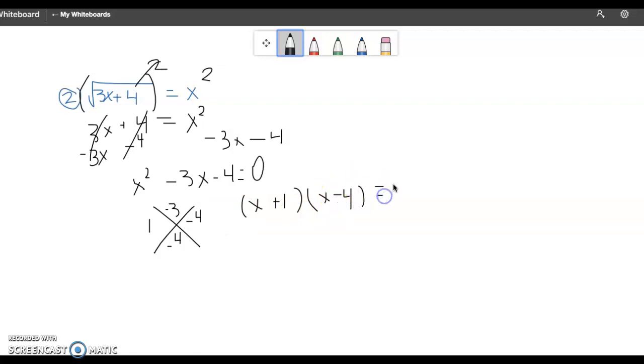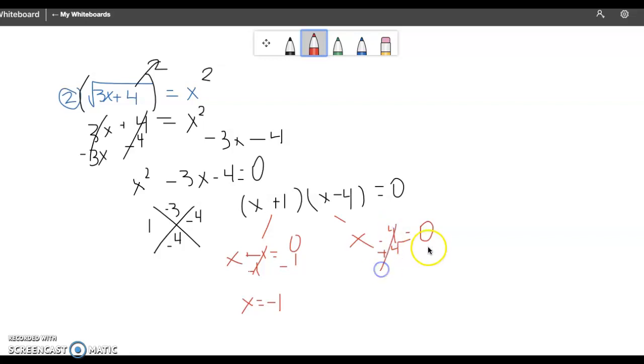And we set that equal to 0. And then from there, we have our two individual expressions. So we have x plus 1 equals 0. And we have x minus 4 equals 0. Wow, this is terrible handwriting. I'm so sorry. The inverse of adding 1 is subtracting 1 on both sides. So we're checking, can x be negative 1? Or can x be the inverse of subtracting 4 is adding 4? Or can x be equal to positive 4?